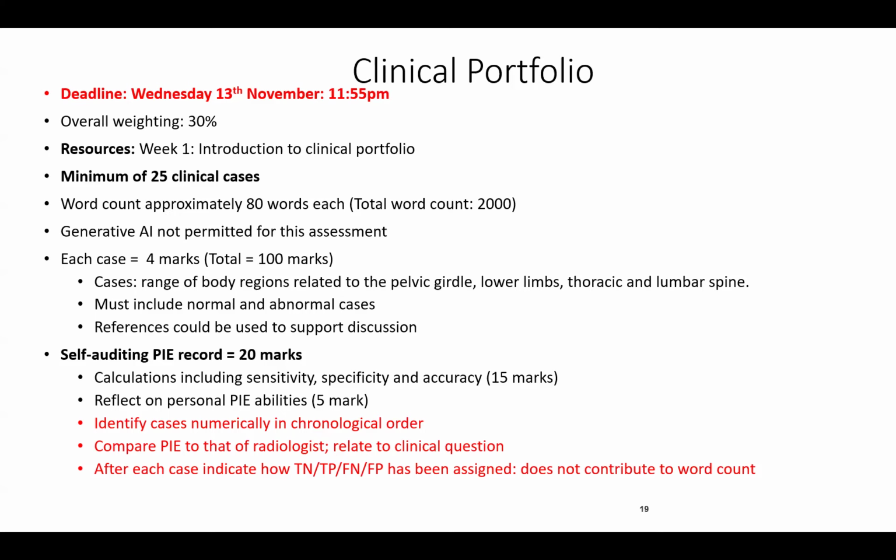However, if you do pick up something that's not the clinical question, but it's quite significant, say, for example, you take an X-ray of your knee and something else is happening in the bone. It could be that there's a metastasis, or there could be, say, for example, an aneurysmal bone cyst. You need to mention that as well. It's only the degenerative things that you do not need to be concerned about. And at the bottom of each of the cases, please indicate how you have assigned your true negative, true positive, false negative, and false positive as well.